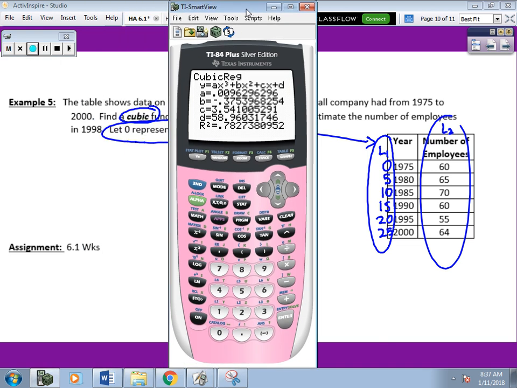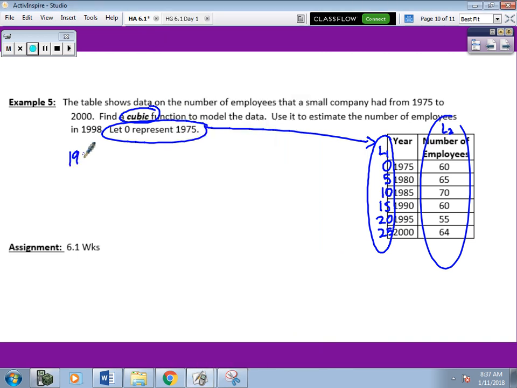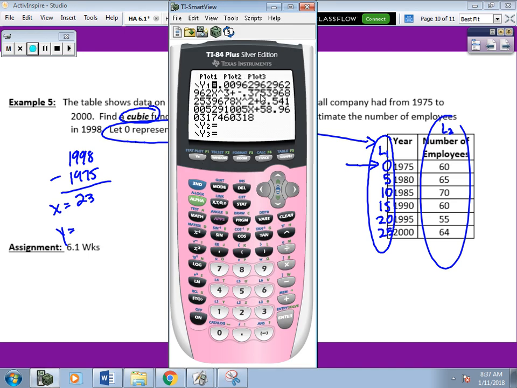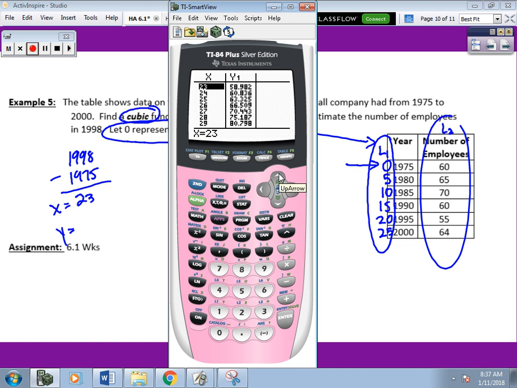So in the year 1998, what would we be plugging in for x? Abby? 23. So to figure out what you're plugging in, you just need to take 1998 and subtract what year 0 was, which was 1975, and we'll get 23. So we're looking at when x is 23, what is the y value? So again, I already stored that into my y equals using my new equation. I just have to go to my table. It's probably the easiest thing. And then just go to 23. And I get approximately 59 employees.